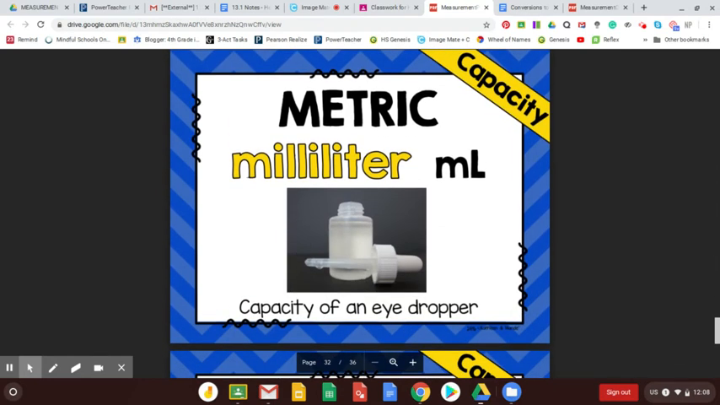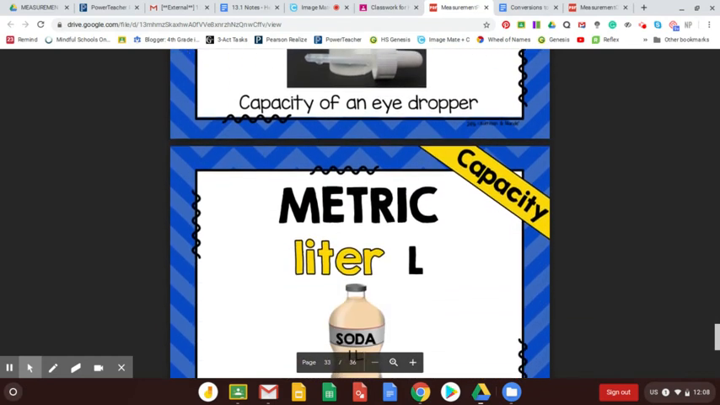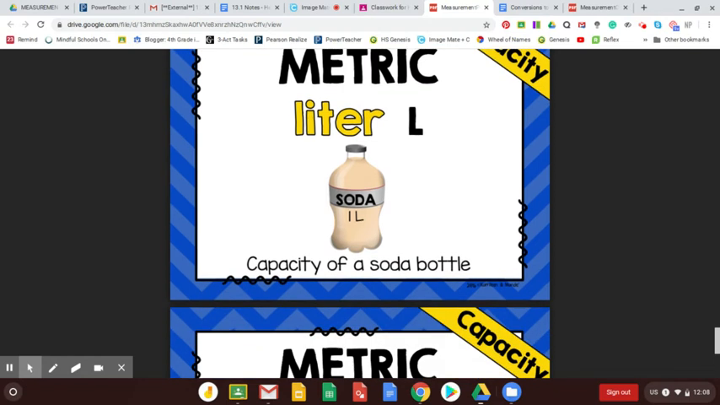All right, going into metric capacity, we have the milliliter, which is about what an eyedropper can hold. We have the liter. 1 liter is about like the water bottle image that we had. If you have one of those bigger bottles of soda, that would be a 2 liter bottle of soda. So 1 liter would be half of that.